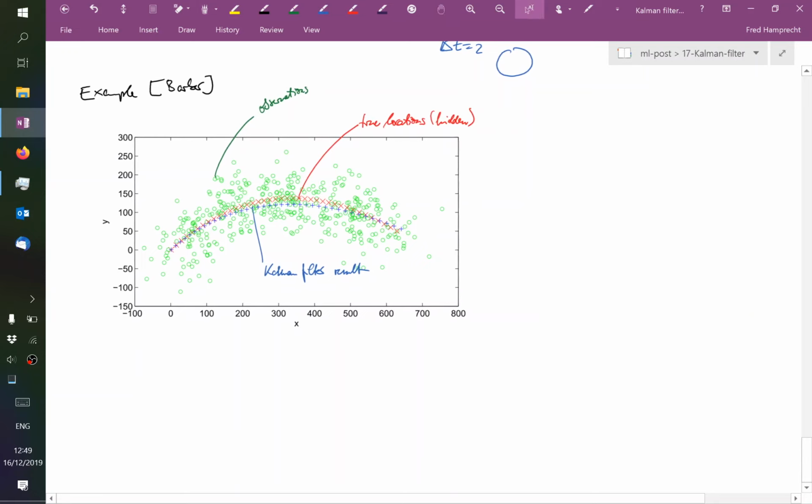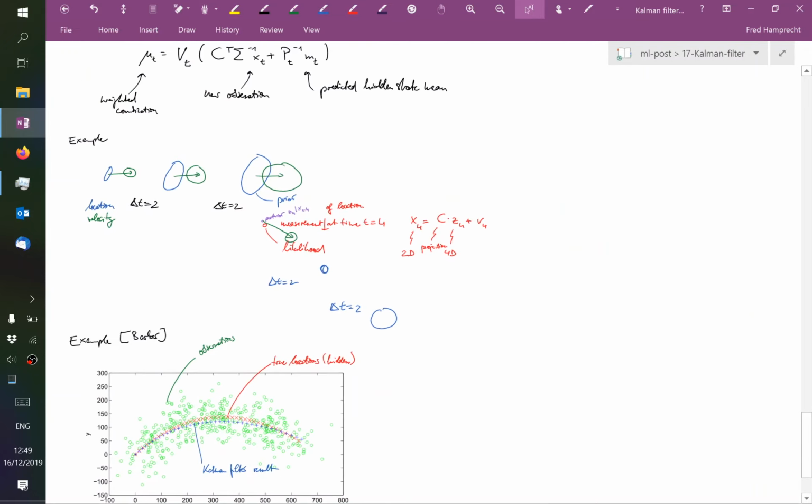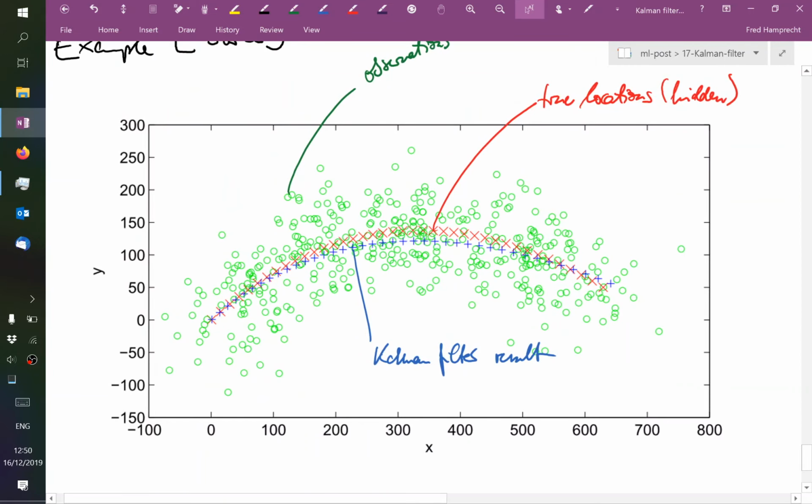All right. Do you have a question for the story? Yes. In the example of the Barber book, the measurement noise is very high, is that correct? Yes. The measurement noise, as you see here, is extremely high because the true locations are given by the red crosses and the observations are the green ones, and you see they're quite far. So there's a lot of measurement noise here.